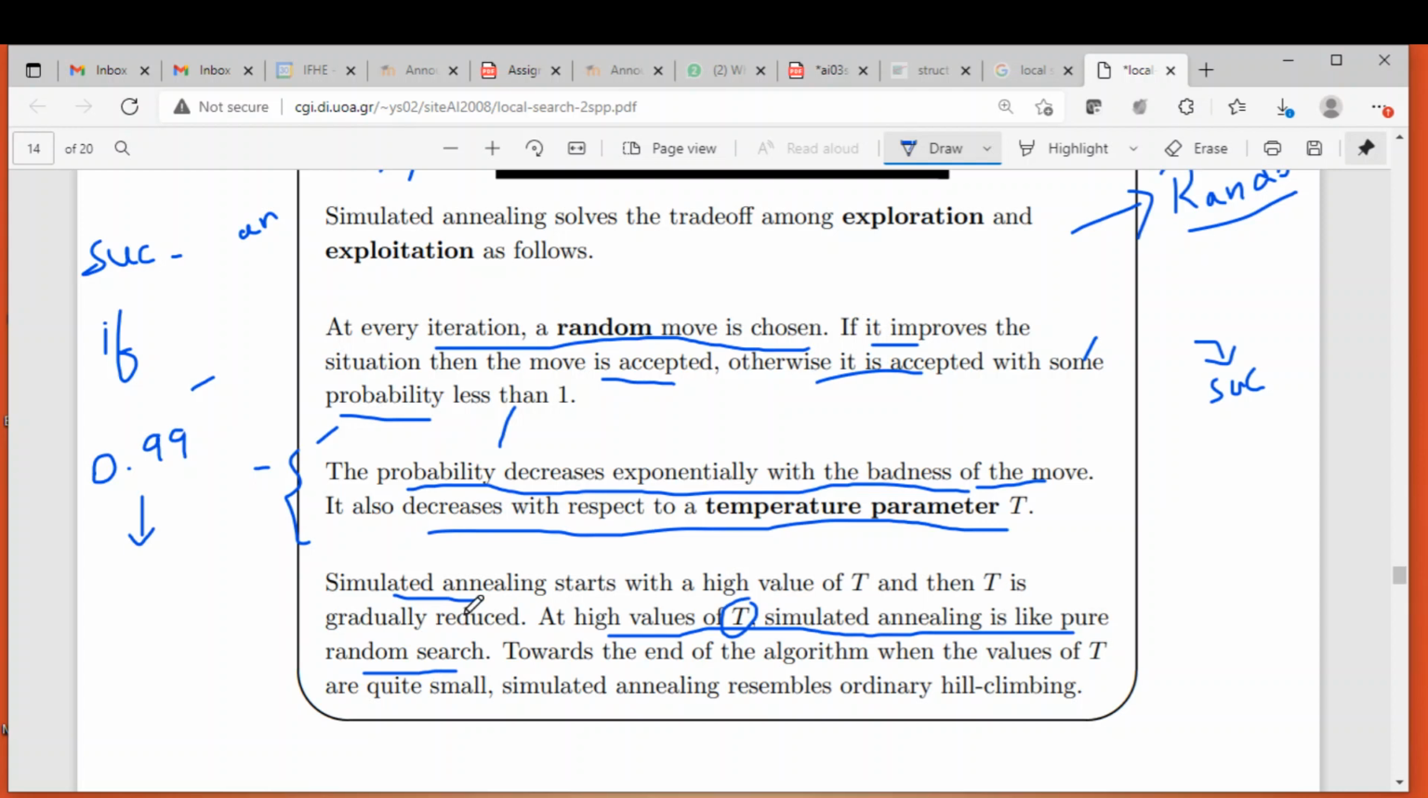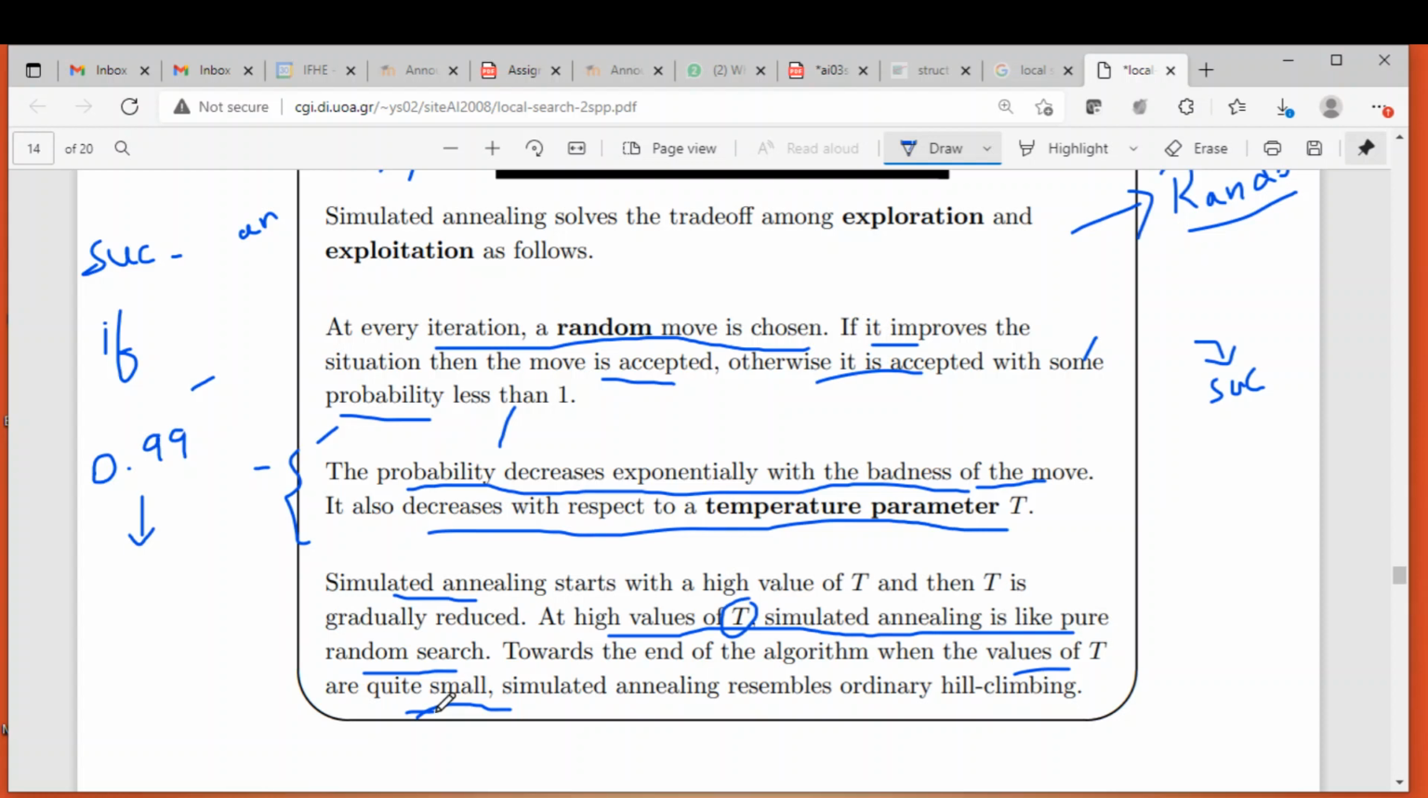Okay, that is initially at the beginning, but towards the end of the algorithm, when the T is quite small, so as time proceeds, the T will decrease. So here in our algorithm, we are connecting time to T. Initially, during the starting time, we assume the temperature is high, but as time increases we assume that the temperature is decreasing. So that's the point.